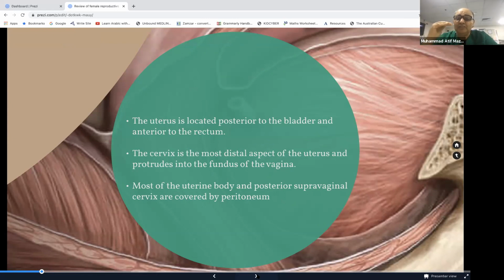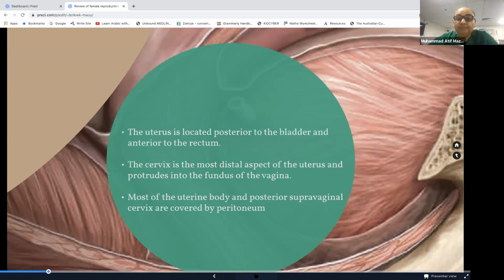The cervix is the most distal part of the uterus, and it protrudes into the fundus of the vagina. Most of the uterine body and the posterior supravaginal cervix are covered by peritoneum. So this much of the uterus is covered by the peritoneum, but the rest is not. These points need to be very clear.